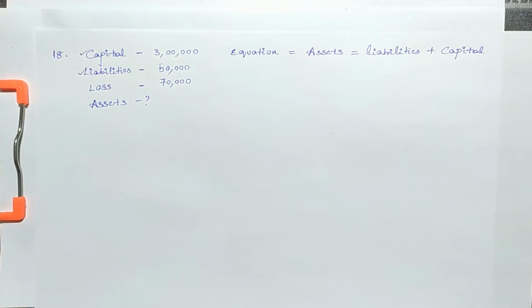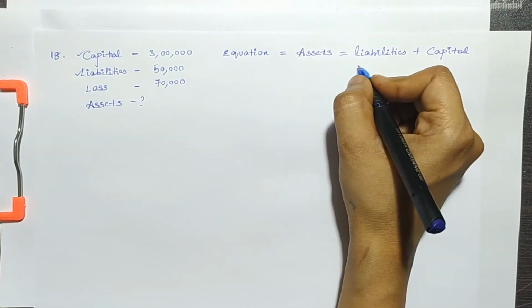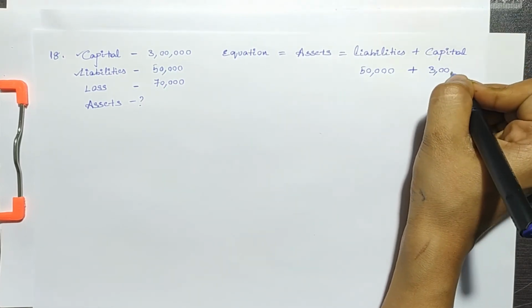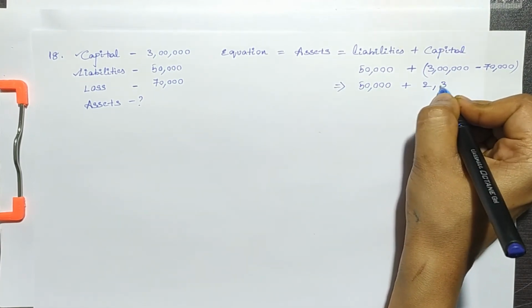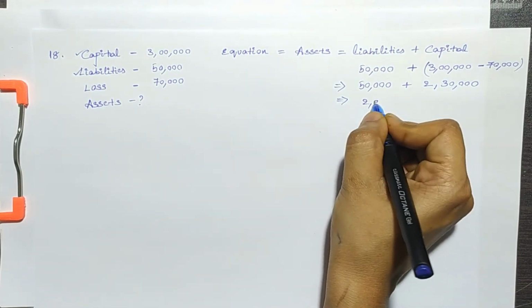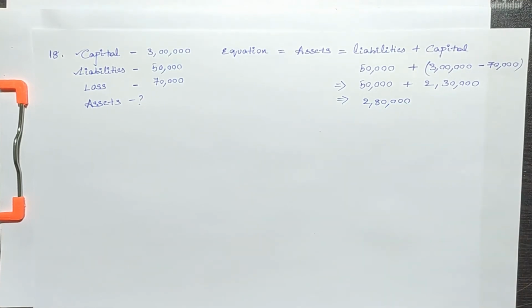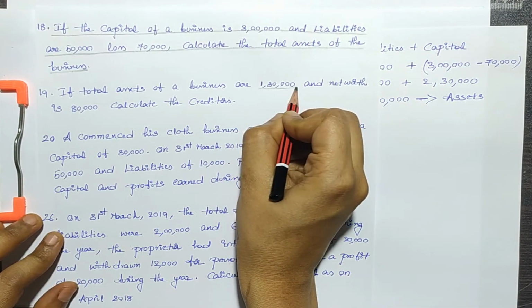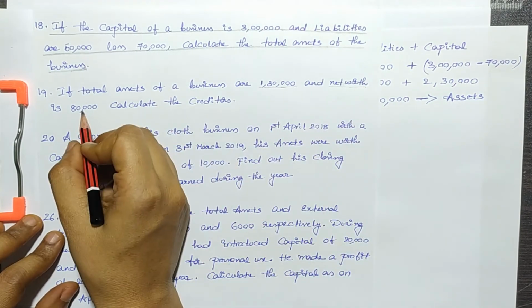We have already discussed that losses and expenses decrease the capital. So we have to deduct the loss that is given in the question from the capital. In the problem they have given loss amount as 70,000 and capital is 3 lakh. First we will mention liabilities amount, that is 50,000 under liabilities. Then we will deduct 70,000 from 3 lakh which comes to 2,30,000. As per the equation we will add capital and liabilities. After adding the value is 2,80,000. So assets is 2,80,000.